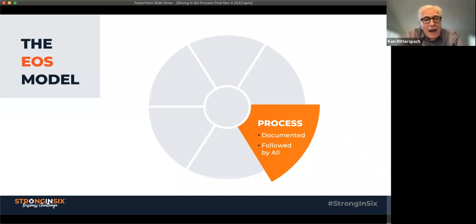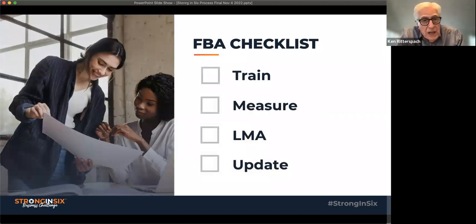So there are 4 steps to that. We call it the FBA checklist, followed by all checklist. First of those is to train. So training has got to be a viable part of your organization, and it has to be on an ongoing basis. Although there are a lot of tools out there for training, it plays an incredibly important role in your company. And it can't be something that's an afterthought. It's got to be a regular part of your culture. You need to train people on the process. And it's going to take some time. In EOS, we say that you need to hear something 7 times before you really get it the first time. So you can't be impatient with the training component.